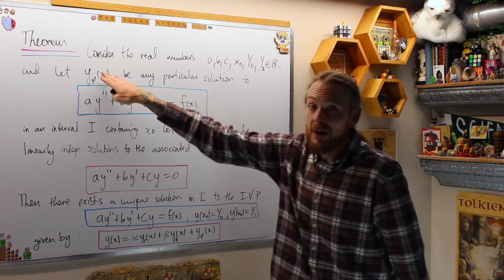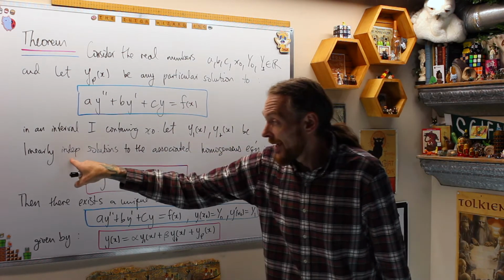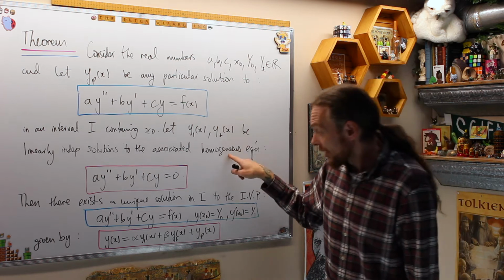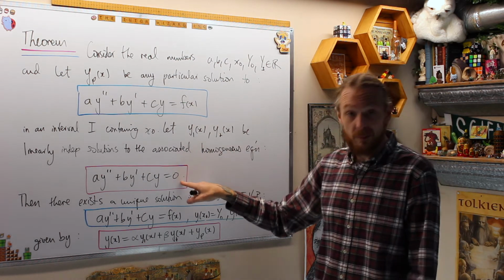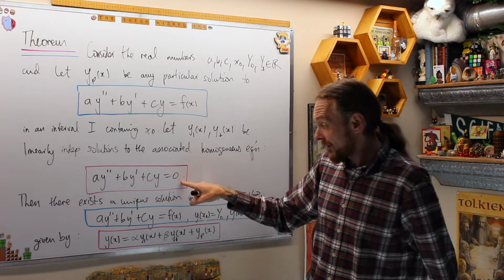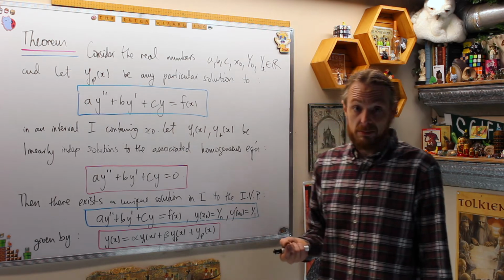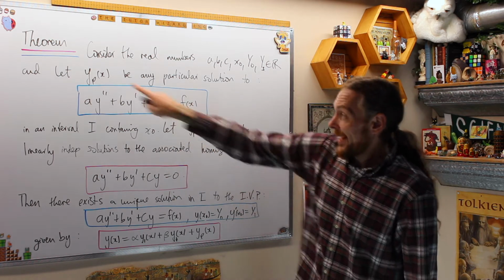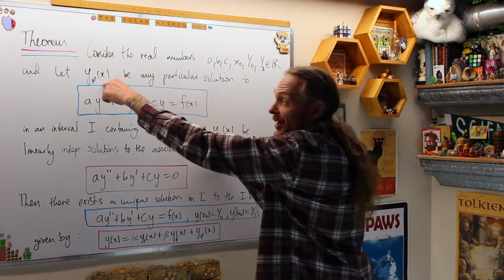But if I do have one of those, and if I have y1 and y2 are the linearly independent solutions to the associated homogeneous equation, this guy where I let f be 0. And then again, we have another video on the systematic theorem, which gives you the 2 linearly independent solutions based on the roots of the auxiliary equation. Once I have those guys, and I have this guy, again, in this theorem, we're already assuming that you cooked these up and you found this.